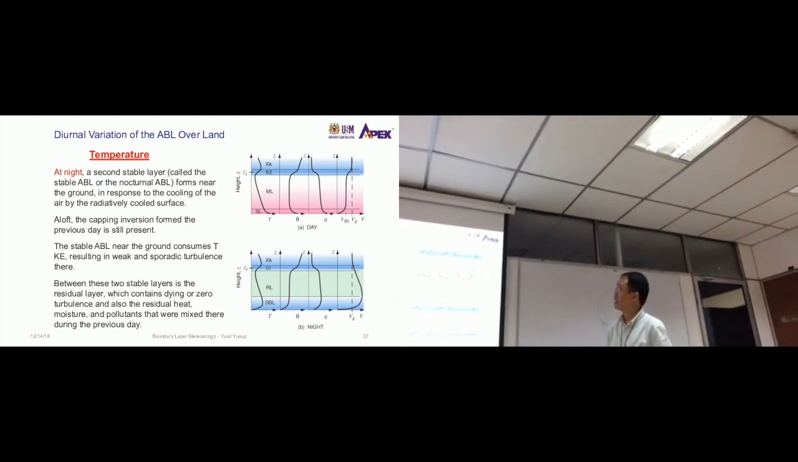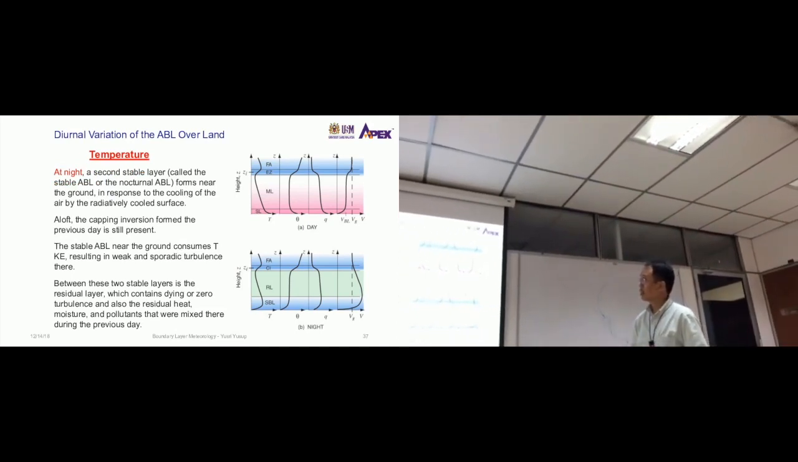Now, at night, a second stable layer called the stable atmospheric boundary layer, or the nocturnal atmospheric boundary layer, forms near the ground, like what we saw just now, in response to the cooling of the air by the radiatively cool surface. Above, the capping inversion formed the previous day is still present. So there's the residual layer there.